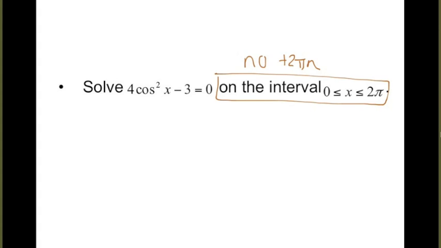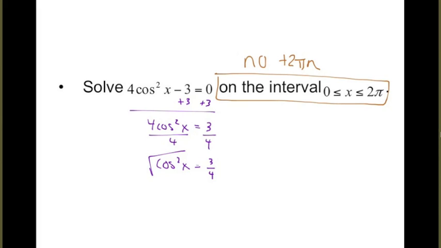So first step, get the trig function alone. So I'm going to add 3 to both sides. Divide by 4. And take a square root. When we take a square root, we get a plus or minus, and we take the square root of the top and the square root of the bottom.